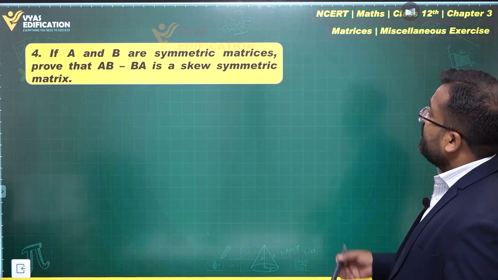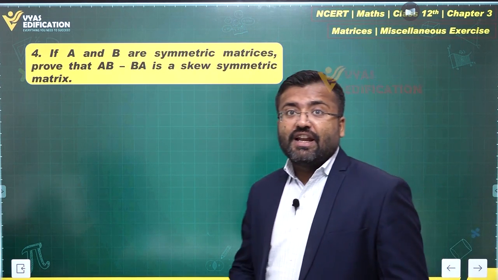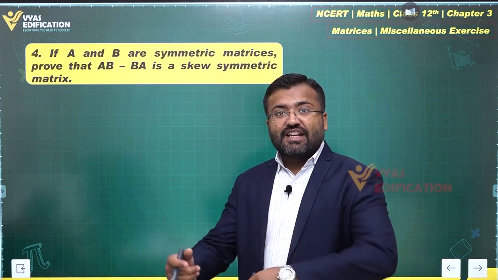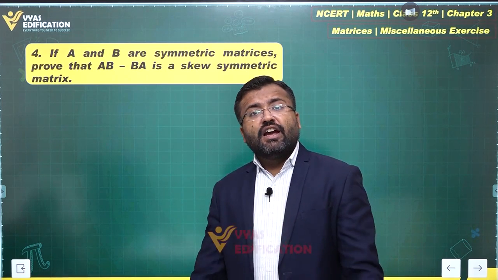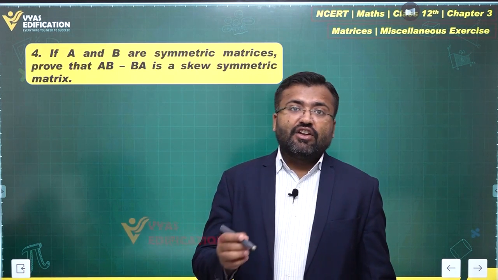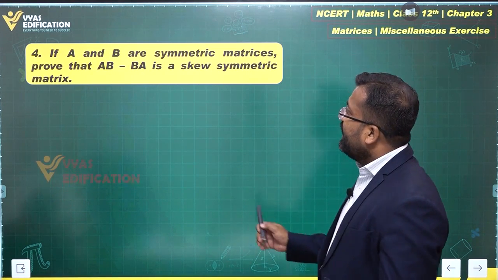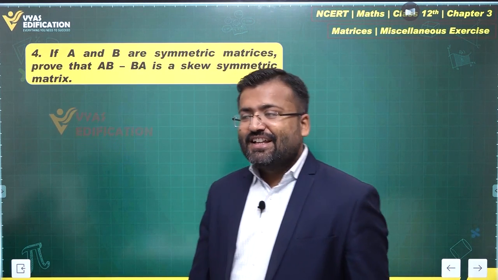If A and B are symmetric matrices, prove that AB minus BA is a skew symmetric matrix. This question is actually repeated in the NCERT itself. We have already discussed this question in exercise 3.3, I suppose, one of the questions. It was given in the form of an objective question, right? 11th question of that exercise. And again in the miscellaneous exercise, the same question appears. Let's discuss it again in this case, right?